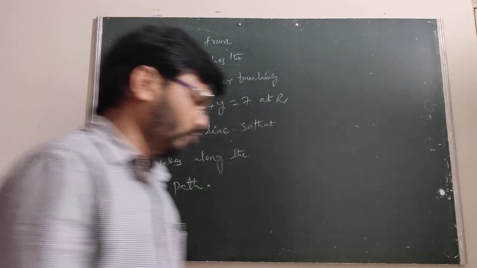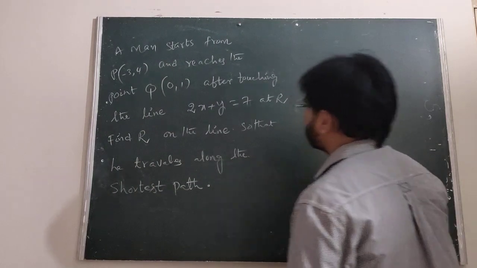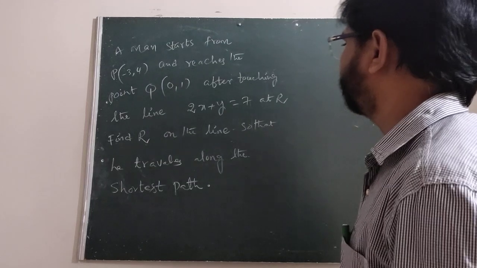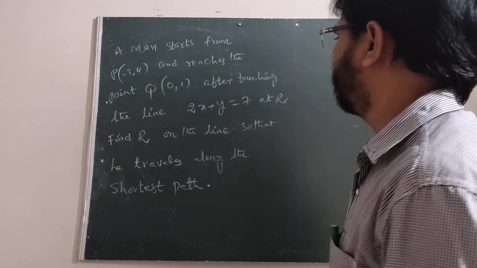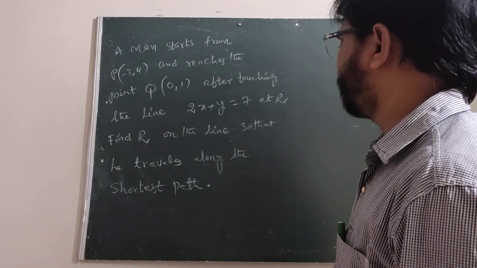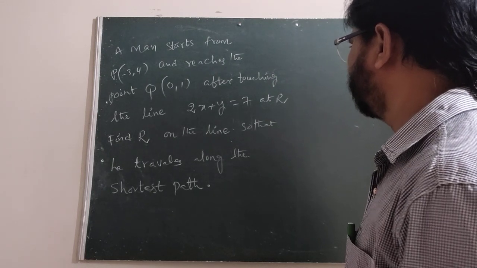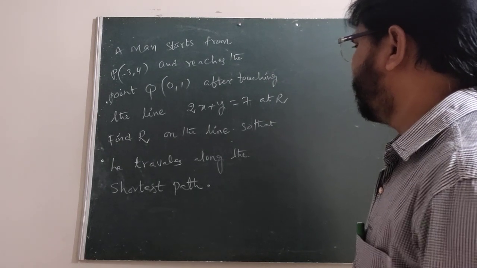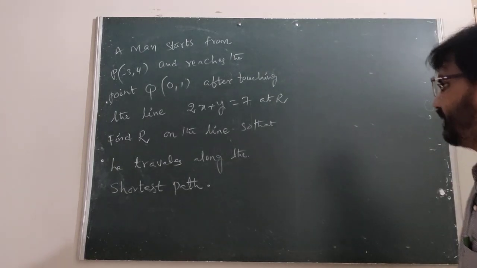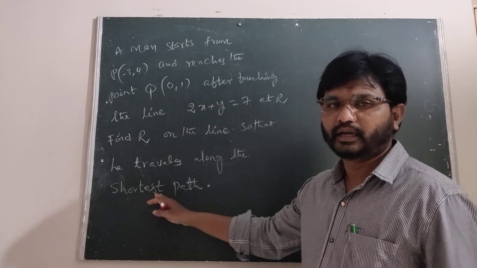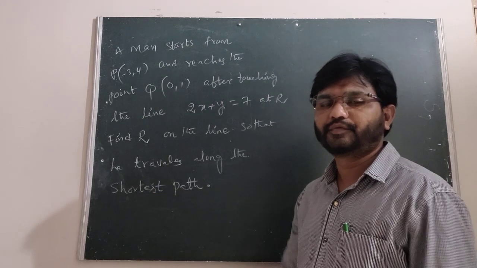So here the question is very different. The man starts from P (minus 3, 4) and reaches the point Q (0, 1) after touching the line 2x plus y equal to 7 at R. Find R on the line so that he travels along the shortest path. Is it okay? Are you clear?